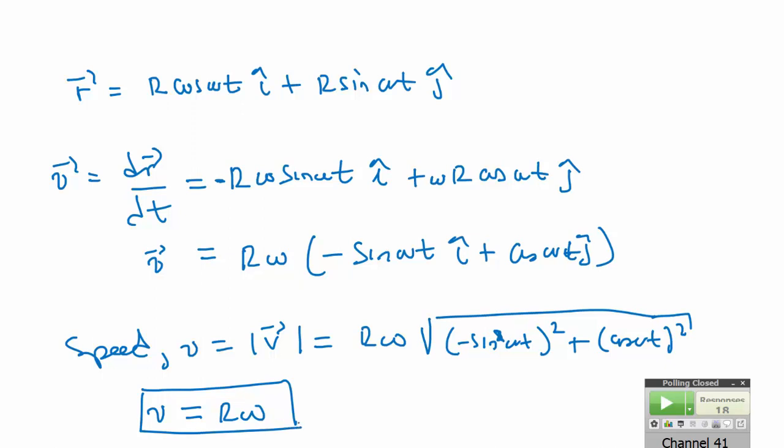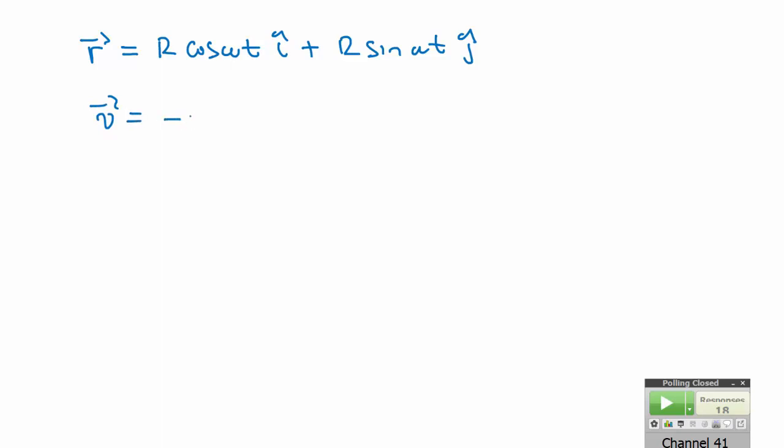Now, let's review the main points. For an object moving in a circular path, the position vector r of the object is given by r cosine omega t i plus r sine omega t j. The velocity vector v is equal to negative r omega sine omega t i plus r omega cosine omega t j.